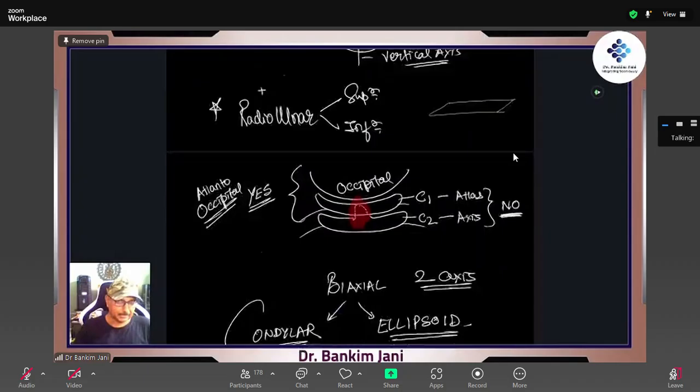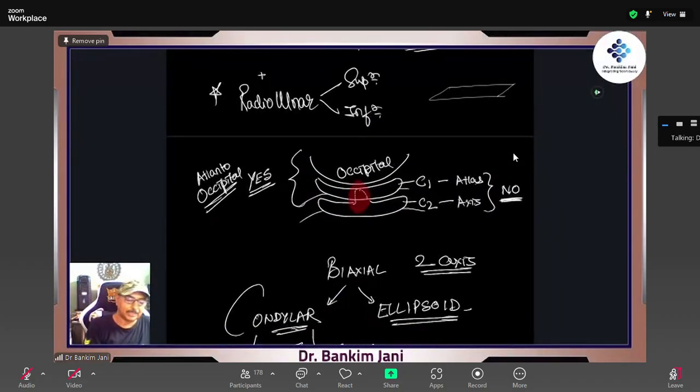Atlanto-occipital joint. So atlas is one, and occipital is that bone, right? This bone. So there would be a joint between the occipital bone and the first, that is C1. So that is called the atlanto-occipital joint. We know that no is said by the joint between C1 and C2, and yes is said by the joint between the occipital bone and C1. That is called the atlanto-occipital. Now, very easy, no? Very easy.